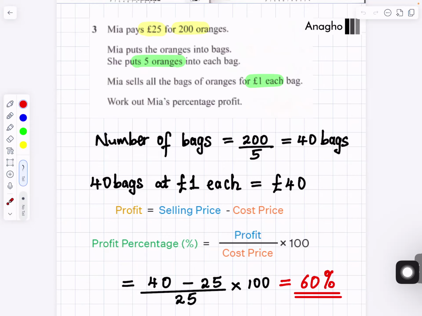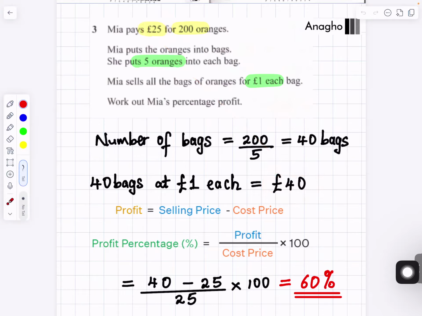So the number of bags is 200 oranges divided by 5 in one bag. 200 divided by 5 is 40 bags of oranges. 40 bags, each one is £1. So 40 times 1 is £40 she makes. But how much did she spend? She spent £25 and she makes £40.